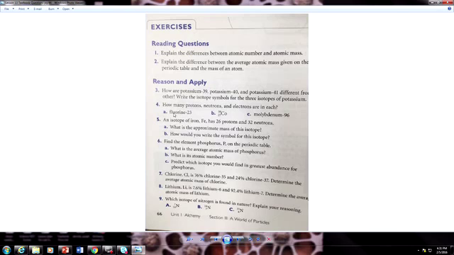Question number 4. How many protons, neutrons, and electrons are in each? Okay, so be careful now. You're using fluorine 23. So this is your mass number, and then you subtract your number of protons. This is cobalt 59. So it's 59 minus 27. So you may end up with atomic numbers, rather, a little bit different than you'll have if we just use the average mass.